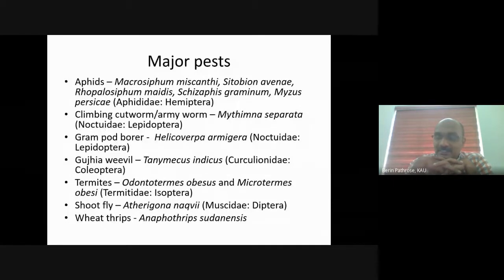Forgot? Yes, housefly. Then we have wheat thrips, Anaphothrips sudanensis. Good.